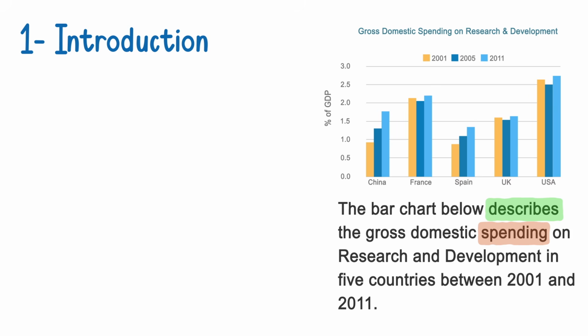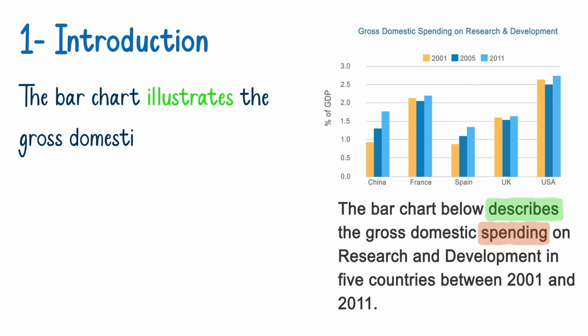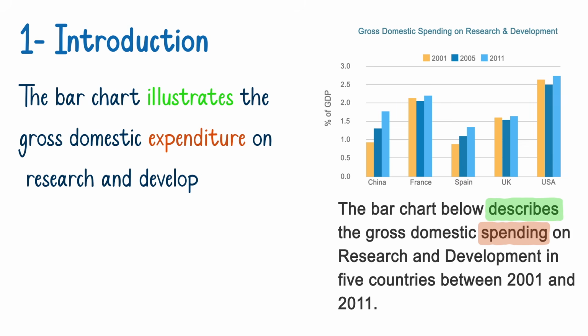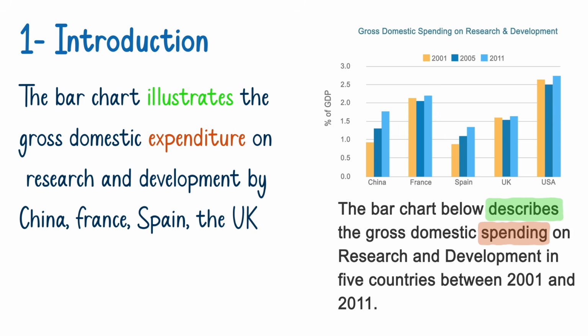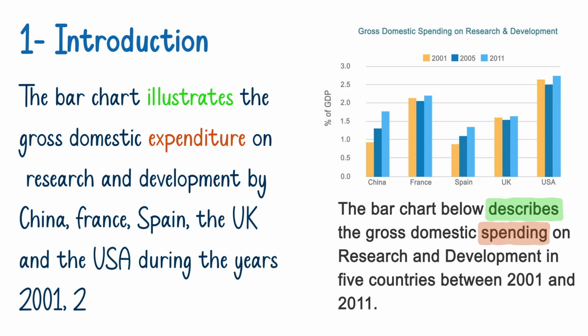Now, let's start writing our introduction. The bar chart illustrates the gross domestic expenditure on research and development by China, France, Spain, the UK, and the USA during the years 2001, 2005, and 2011. This is a very good introduction paragraph.